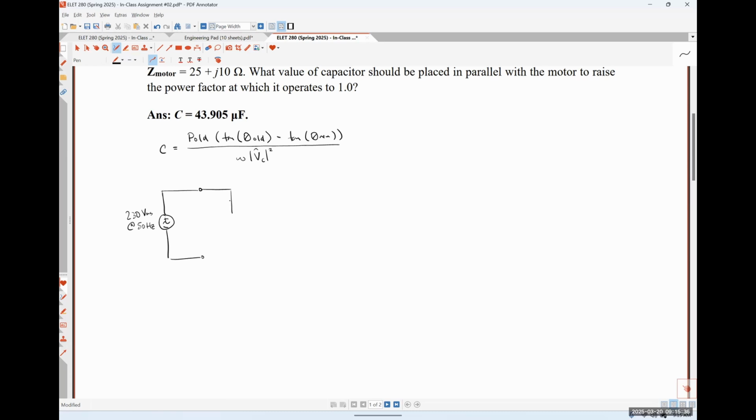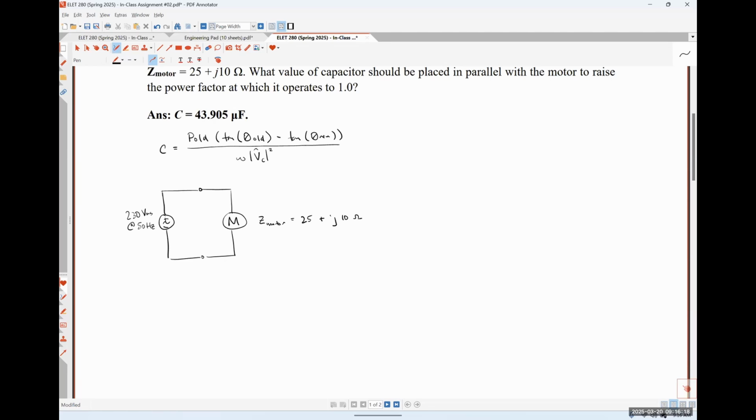And then over on this side, I have my motor, whose impedance Z motor is equal to 25 plus J10 ohms. So we need to figure out how to take in that information and determine P old, theta new, omega, and the magnitude of the voltage drop across our capacitor.